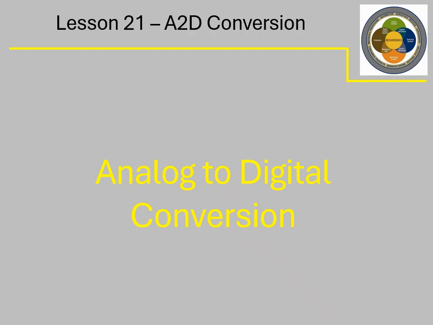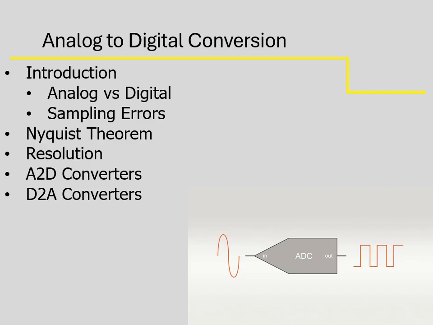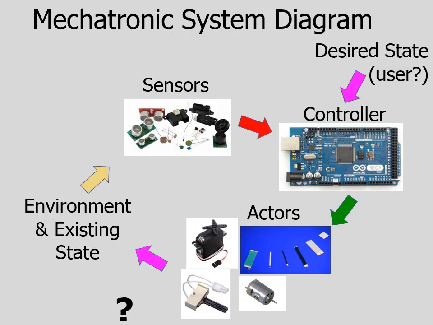Okay, welcome to Mechatronics. Today we're going to talk about analog to digital conversion. So here are some of the topics we're going to talk about. We'll discuss differences between analog versus digital, talk about sampling errors, Nyquist's theorem, some performance characteristics for A to D conversion, and then some different devices.